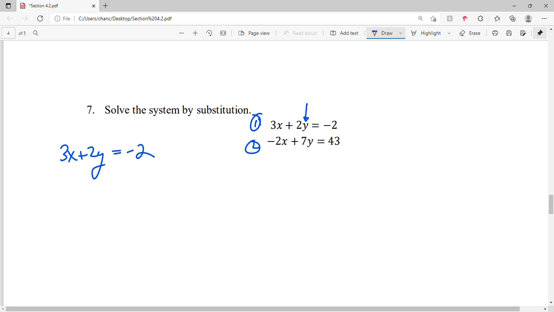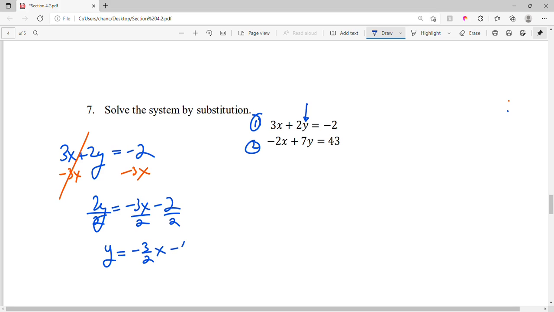We'll subtract 3x from both sides. This gives me 2y equals negative 3x minus 2. And I could divide everything by 2 now. This gives me y equals negative 3 over 2 x minus 1. Still has fractions, but you know, that's the best we can do in this example. And now I can plug this into the second equation for the y.